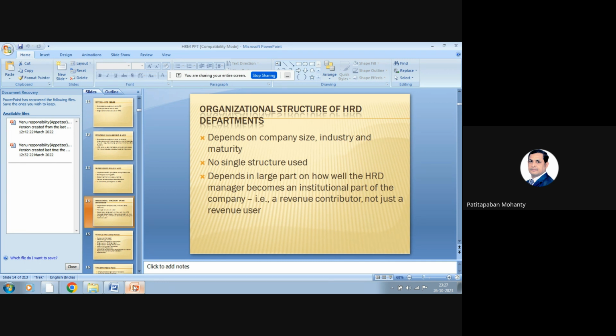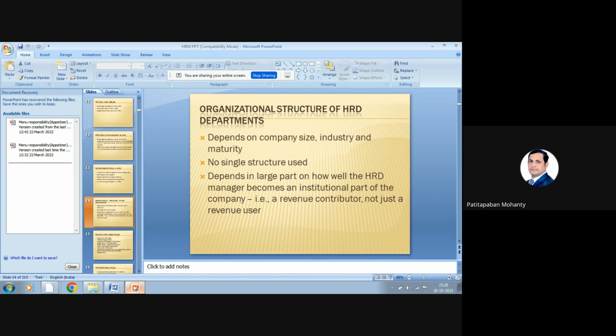Organizational structure depends on the top level management and the upper level management. For example, in a 5-star hotel, the organizational structure of the HRD department is like this. First comes your human resource manager, then your HR executive, then your HR assistants, then your human resource trainees or apprentices. So these are a small example of the organizational structure of the HRD departments.